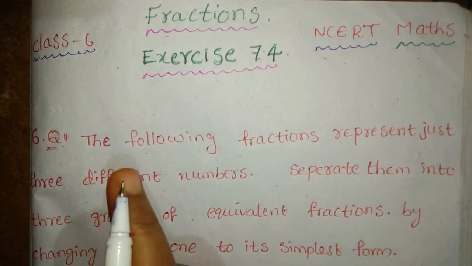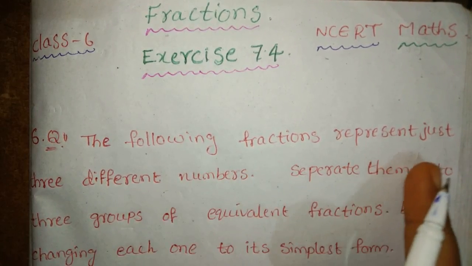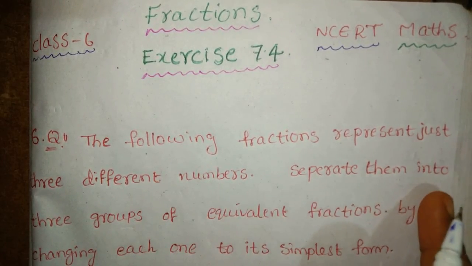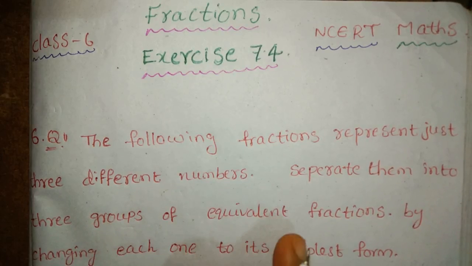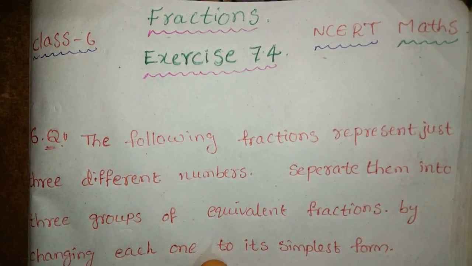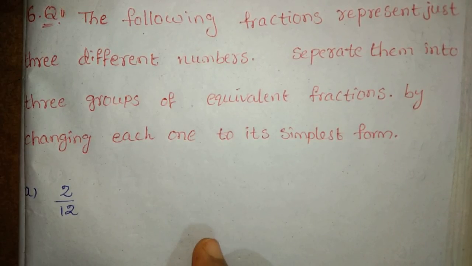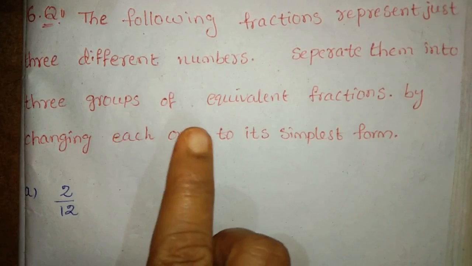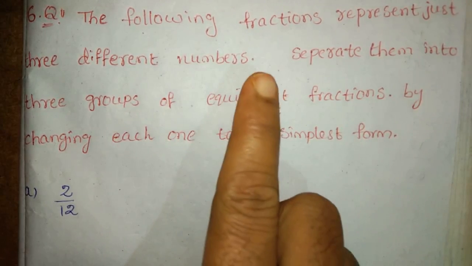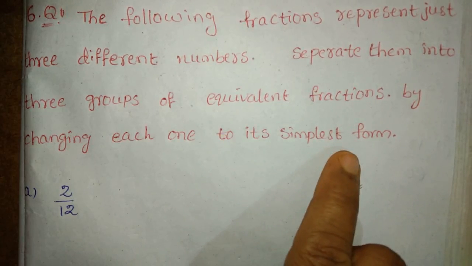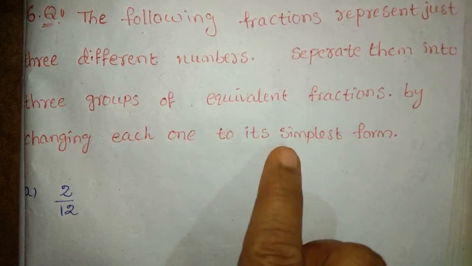The following fractions represent just three different numbers. Separate them into three groups of equivalent fractions by changing each one to its simplest form. Now, all the different fractions represent only three different numbers. So, by changing each one to its simplest form, we should be able to group them.